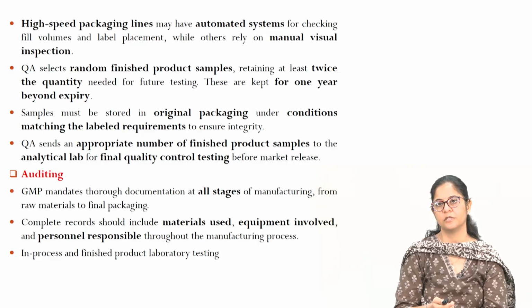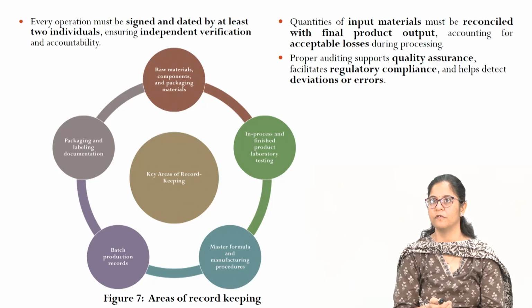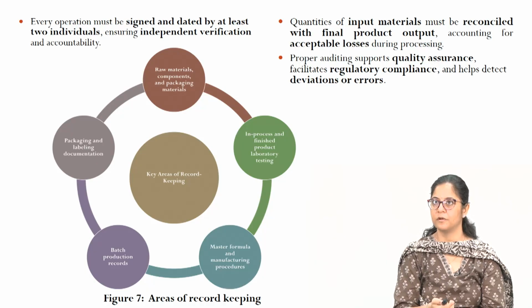finished product laboratory testing. Every operation must be signed and dated at least by 2 individuals, ensuring independent verification and accountability. Quantities of input material must be reconciled with the final product output, accounting for acceptable losses during processing. Proper auditing supports quality assurance, facilitates regulatory compliance and helps detect deviations or errors.